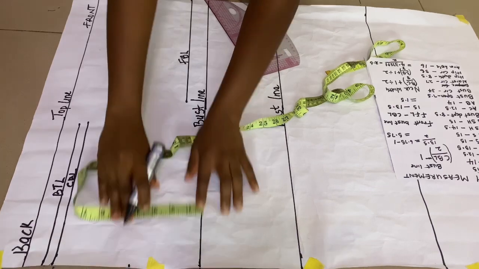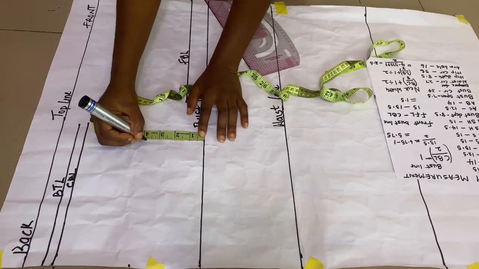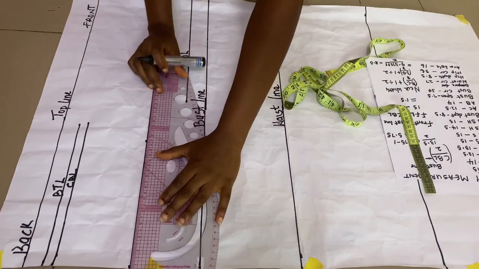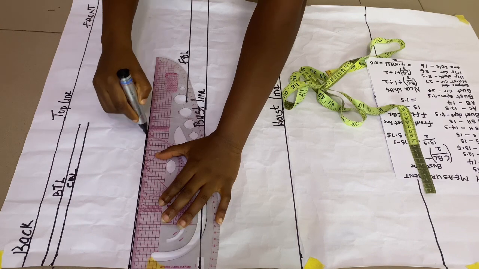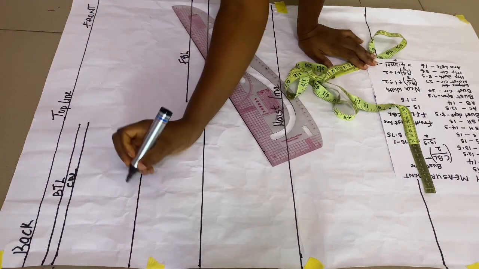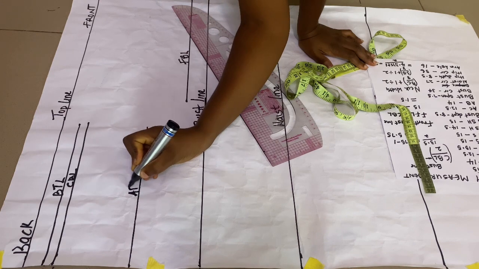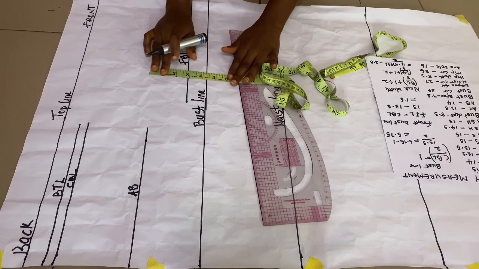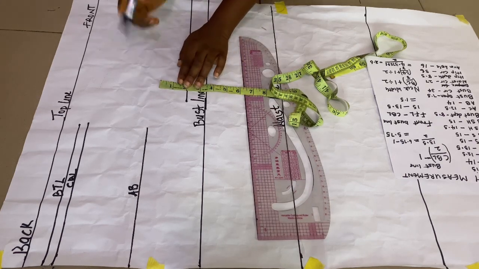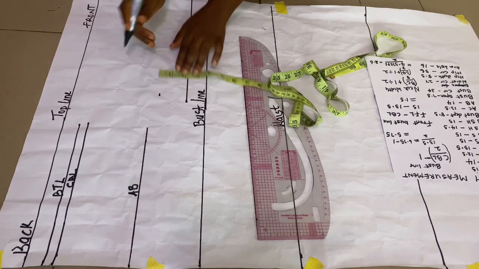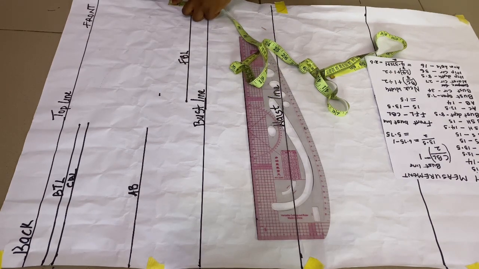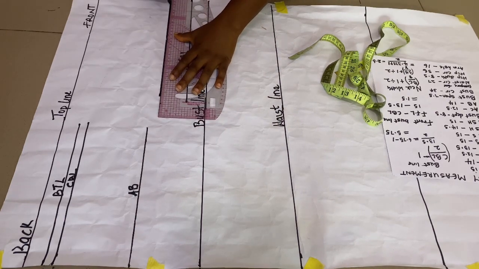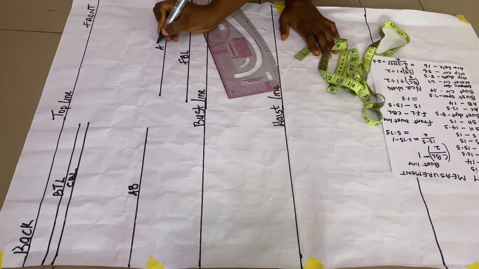So I'll mark 3.875. If you don't understand where I'm marking 3.875 on my measuring tape, I already did a video on understanding the values on the measuring tape. So this is the across back. To get the across chest, just measure 2 inches up from the front bust line. So I'll measure 2 inches up from the front bust line, and that will be the across chest line. So this is the across chest line.